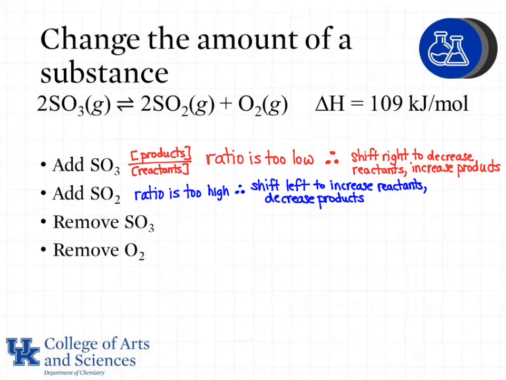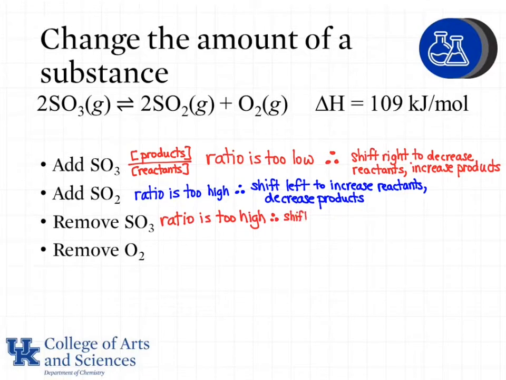By increasing the denominator and decreasing the numerator, the value of Q will decrease until it's equal to K, and so our ratio will return to its equilibrium value. Next, we'll look at removing SO3, which is a reactant. This also results in a ratio that is too high.